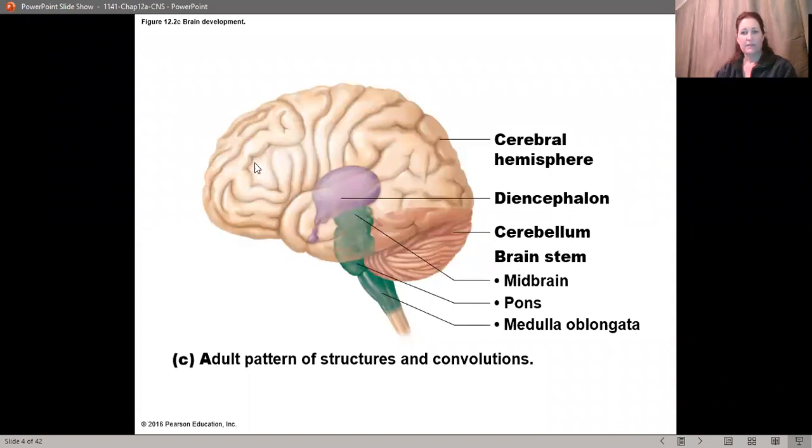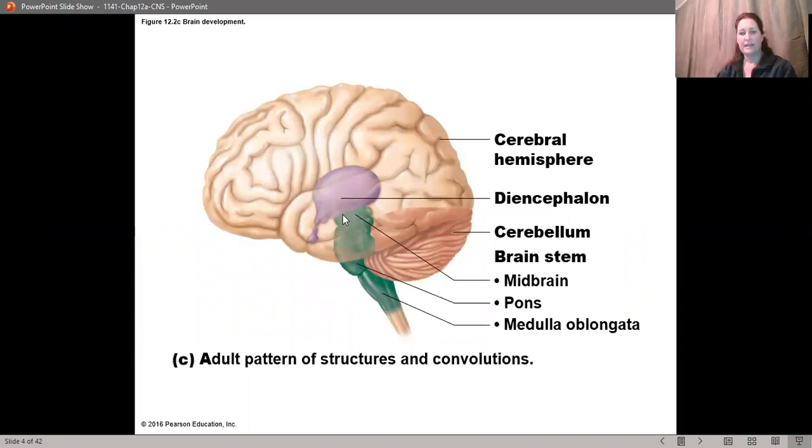These convoluted structures, which is what most of us think about when we think about a brain, are the cerebral hemispheres. There's a left one and a right one. The diencephalon, the thalamus, hypothalamus, and epithalamus, forms an egg-like structure, sitting in the very inner, deep section of your brain.